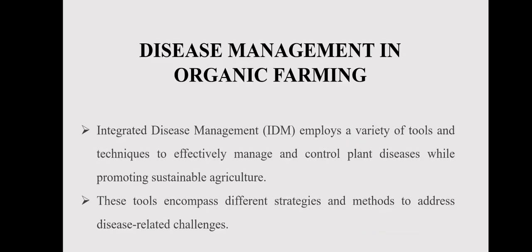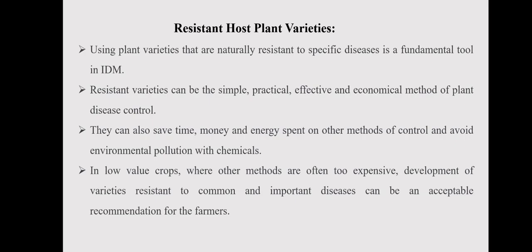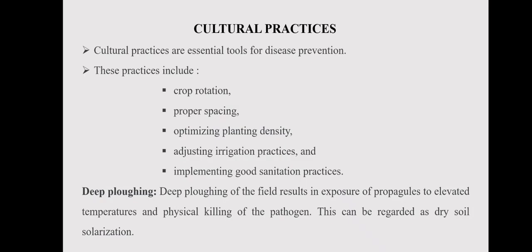Integrated disease management. Integrated disease management consists of a variety of tools and techniques to effectively manage and control plant diseases in organic farming. First one is resistant host plant varieties. Growing of resistant varieties is a fundamental tool of integrated disease management. It is a simple, effective, and economical method of disease control. In low value crops, it is recommended to farmers to use resistant varieties as other methods of disease control are expensive.